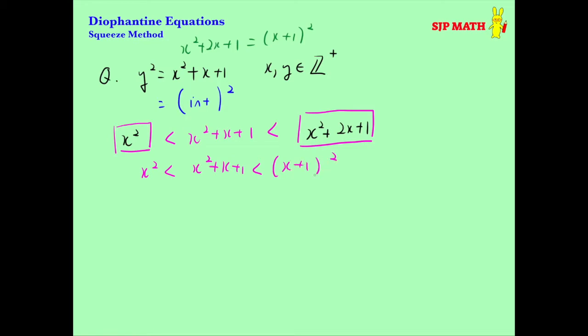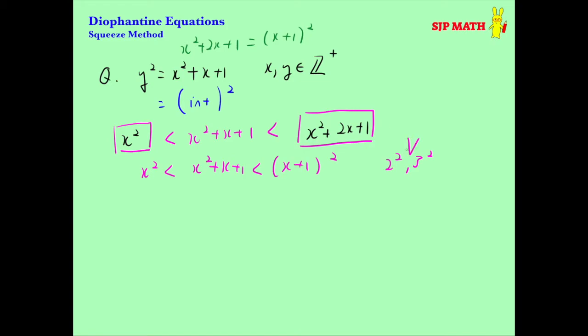And try to think about this carefully. So x squared and x plus 1 squared are consecutive squares. For example, 2 squared and 3 squared are consecutive squares because 3 is one more than 2. Therefore, 3 squared is the next square after 2 squared. I'm not going to erase that because I need to explain this.